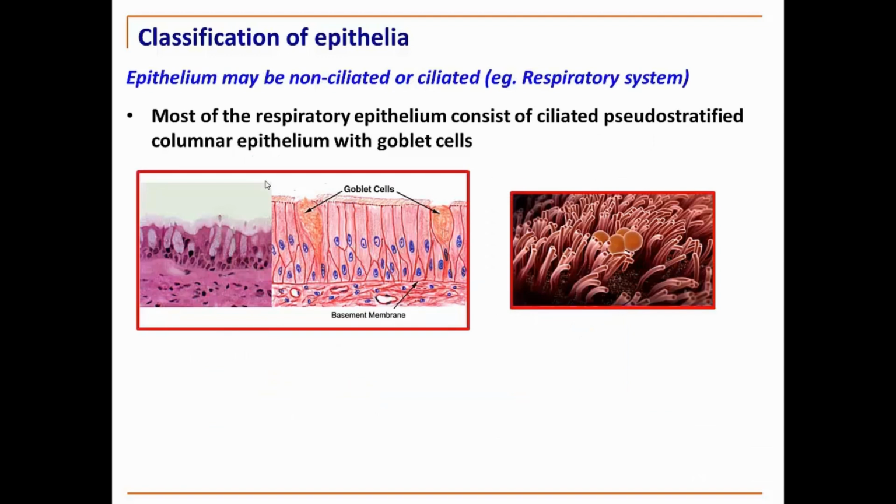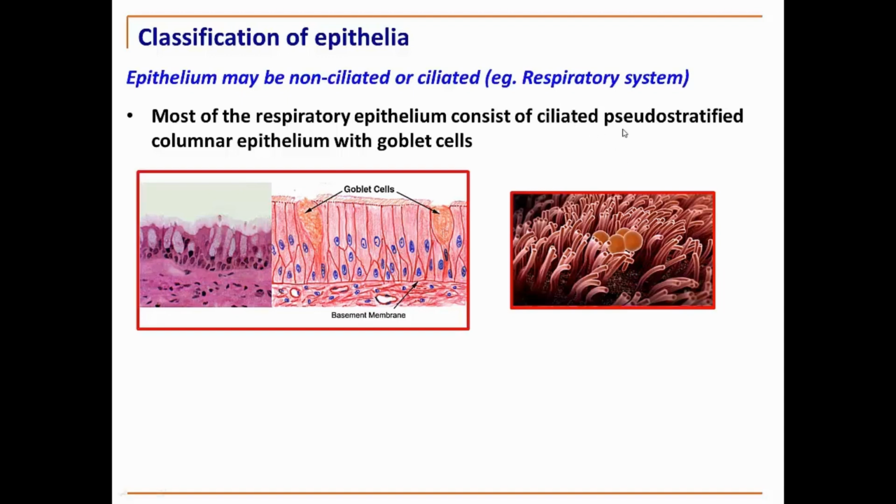Another thing you need to be thinking about is whether they're ciliated or non-ciliated. Cilia are just little projections. As you can see down here, you can see the little projections coming off the top of these finger-like projections, little hair-like things. And you can see them on this right-hand diagram as well. An example would be in your respiratory system. Most of your respiratory epithelium consists of ciliated pseudo-stratified columnar epithelia with your goblet cells.